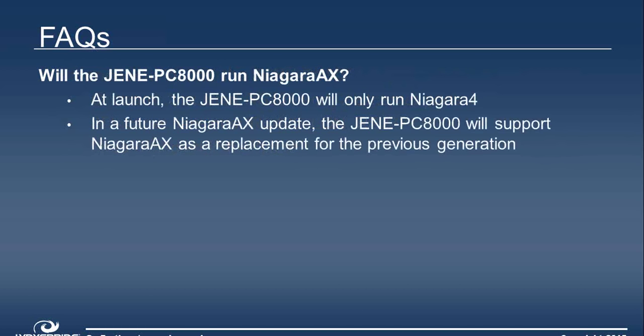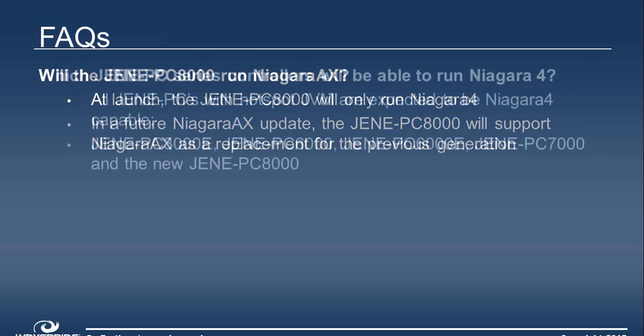As we've already discussed, the PC8000 will only run Niagara 4 at launch. It's going to require an update build of Niagara AX that will actually enable the functionality or the distribution file for the PC8000. So we expect that within a few months of launch, but we've not been given a specific date. And that's going to allow the new PC8000 to operate as a replacement for the previous generation, but not necessarily to use its newest features, like the onboard Wi-Fi.